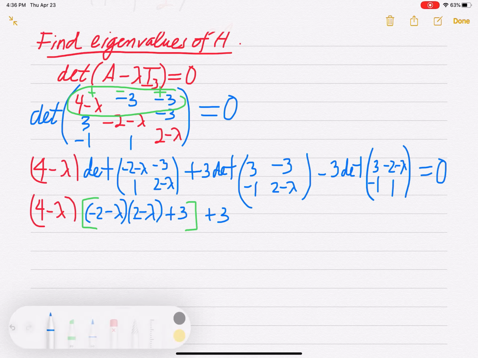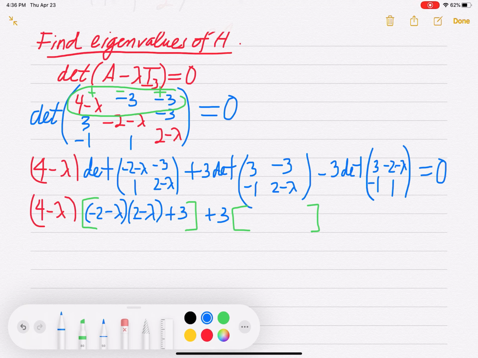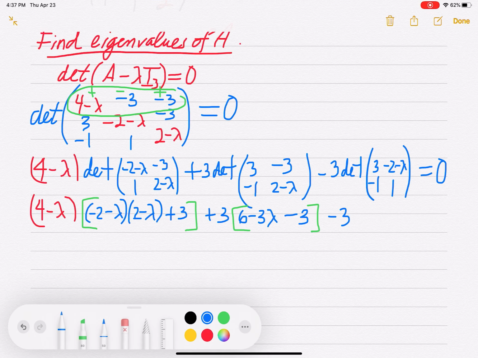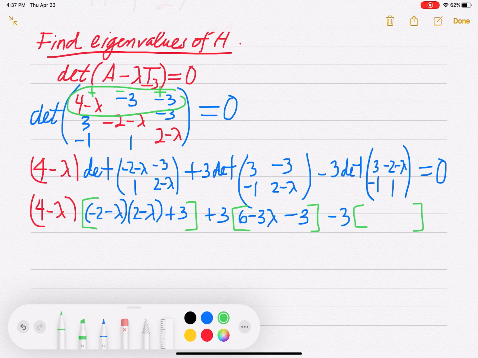We're going to do it in a nice green. We're going to have what? 6 minus 3 lambda. That's when we take 3 times 2 minus lambda. And then we're going to what? Subtract negative 1 times negative 3. That's going to be subtracted 3. All right, and we're going to have minus 3 times the next determinant. Now that's equal to 0.